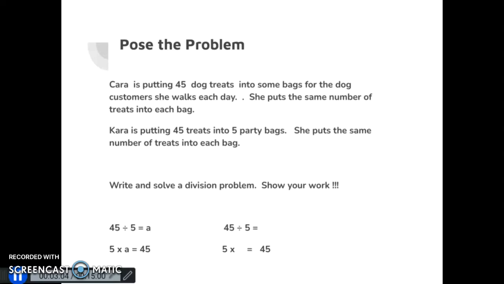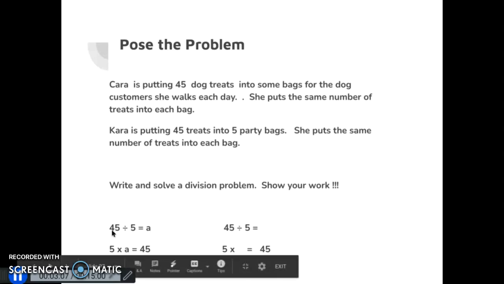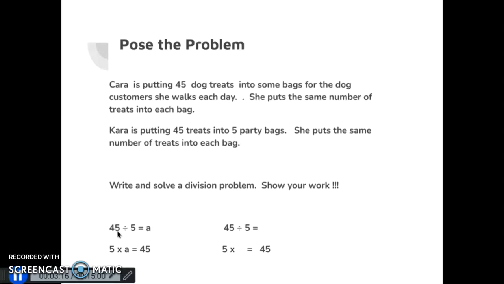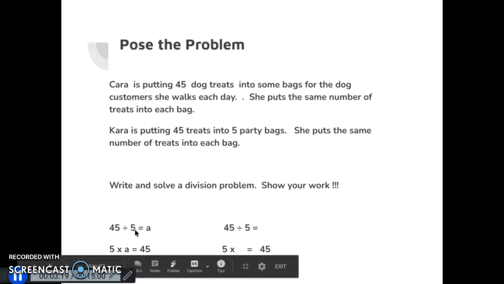So if you look at the bottom of the screen here, we have 45 total treats. That represents the total we have. That is called the dividend. We have 5 bags that we're going to be filling. If we have 5 bags that we're going to be filling, that's going to be the divisor. And then we're going to be looking for the quotient, which I just put an A there. So we're going to find out, using division, how many treats are going to be in each bag.